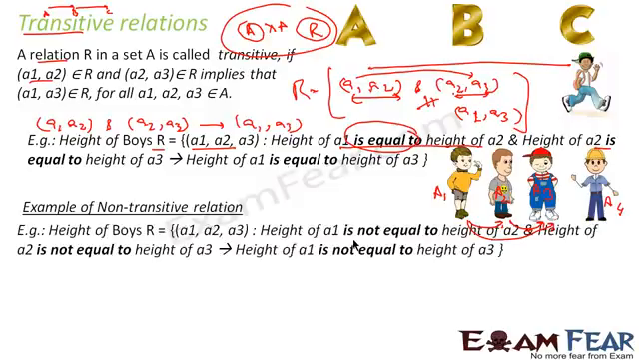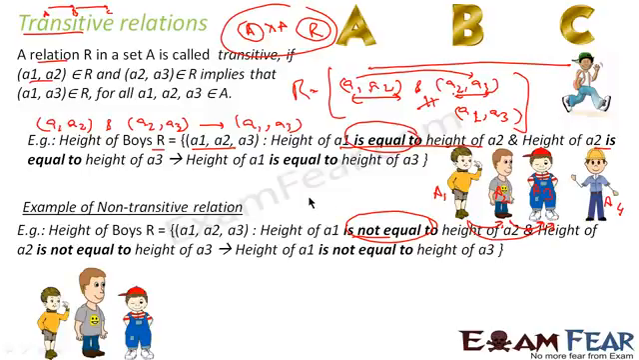For example, I say height of A1 is not equal to height of A2. Not equal to is my relation here. In the earlier case it was the equal to relation. Now I am talking about the not equal to relation. So in that case, let's suppose the height of this guy is 4 centimeter, this guy is 5, and this guy is 3.